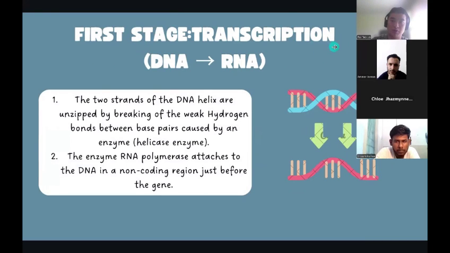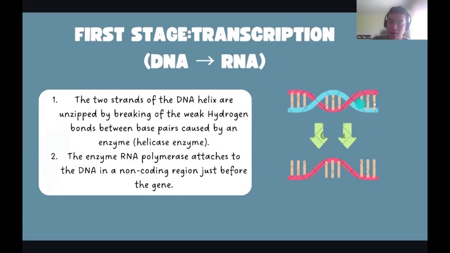The first stage is transcription, which is from DNA to RNA in the central dogma theory. The DNA helix is like this, and there are two strands, and they are bonded together with weak hydrogen bonds. It is unzipped, separated by breaking the weak hydrogen bonds between base pairs, like A and T, C and G, caused by an enzyme called helicase.